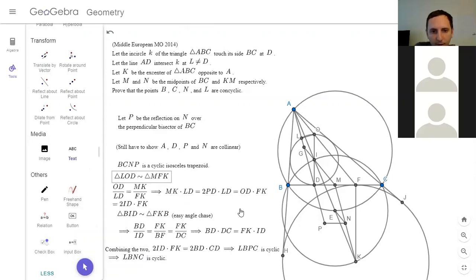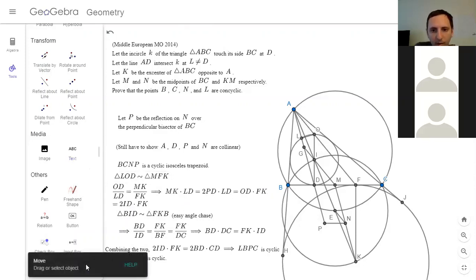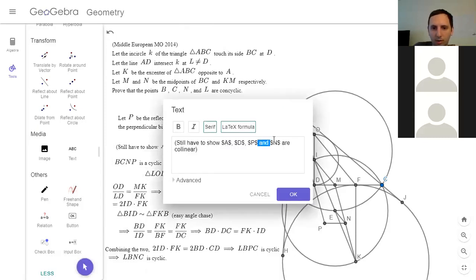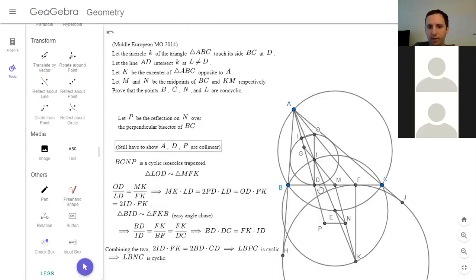It's just left that we have to prove AD is parallel to MK. Then it's obvious that LOD is similar to MFK, and A, D, P are collinear. So we have to prove that AD is parallel to MK. Once we show that AD is parallel to MK, it's obvious that A, D, and P are collinear. Okay.